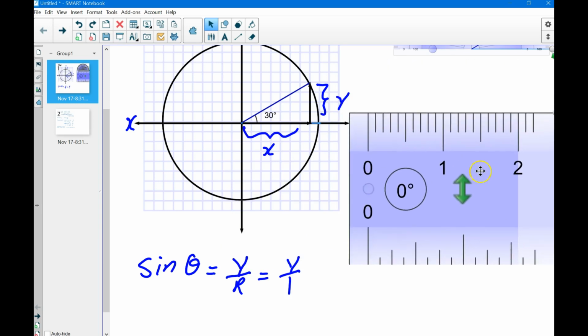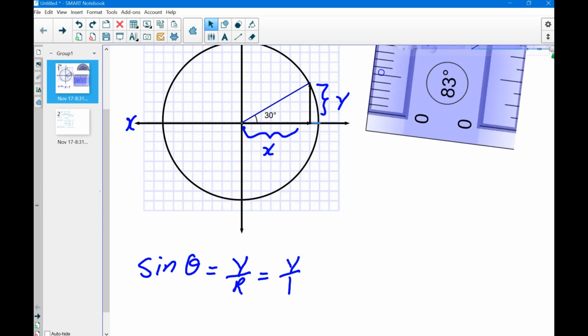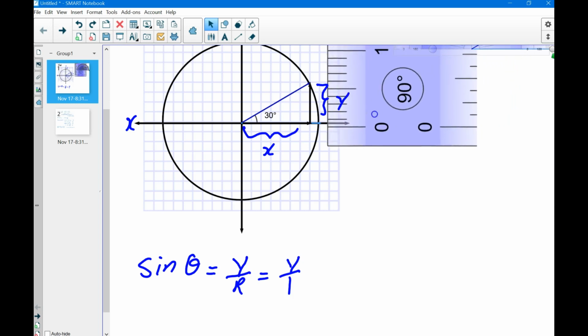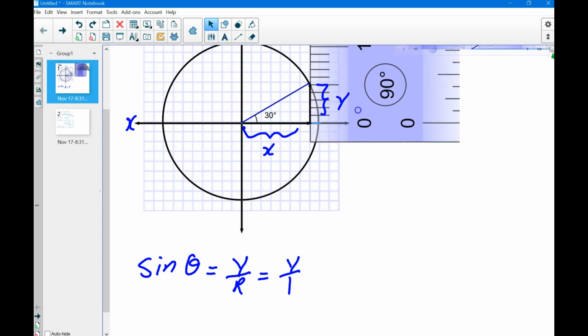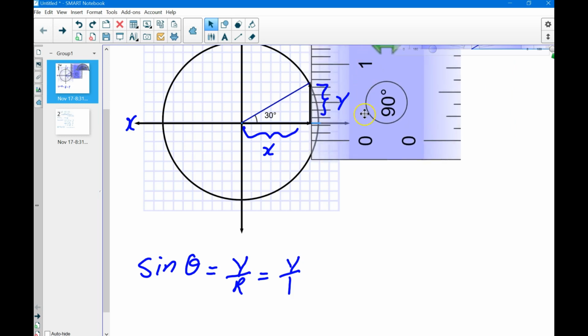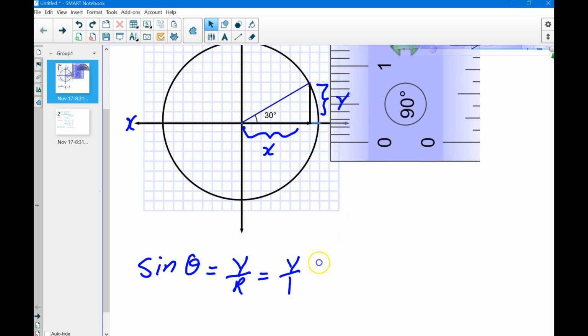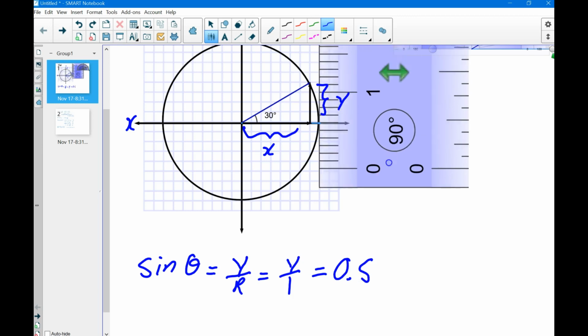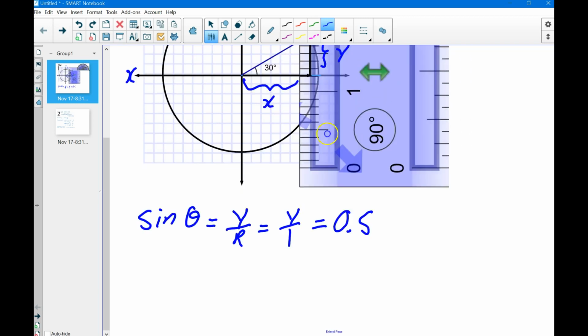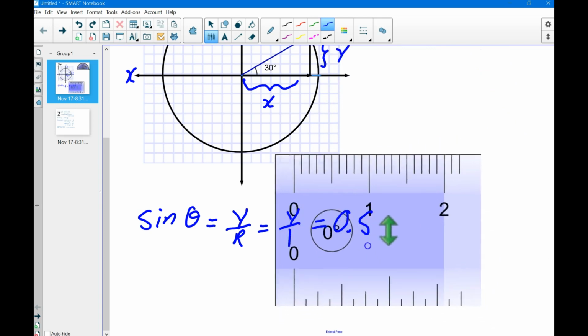Now we can also take this ruler, which is a regular ruler, and measure the side over here. You see, if I measure the side right here, wow, this is 1 up here. If I measure the side here, the y value turns out to be 0.5.